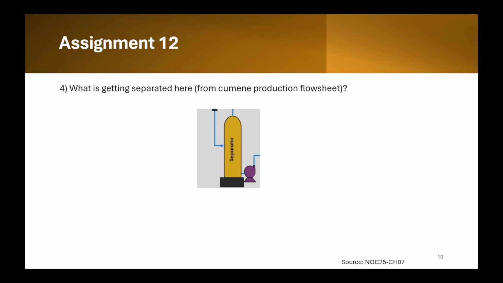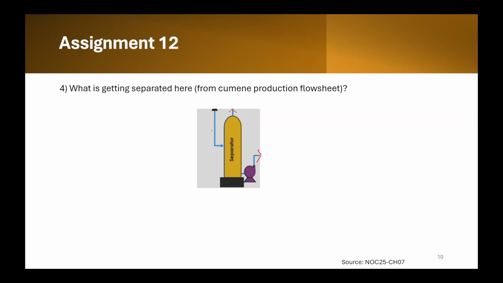Now you have been given a figure from the flow sheet of cumene production. So what is getting separated here? What are these two streams? What material from these two streams is flowing? So there is some feed, and basically this is from the reactor itself.